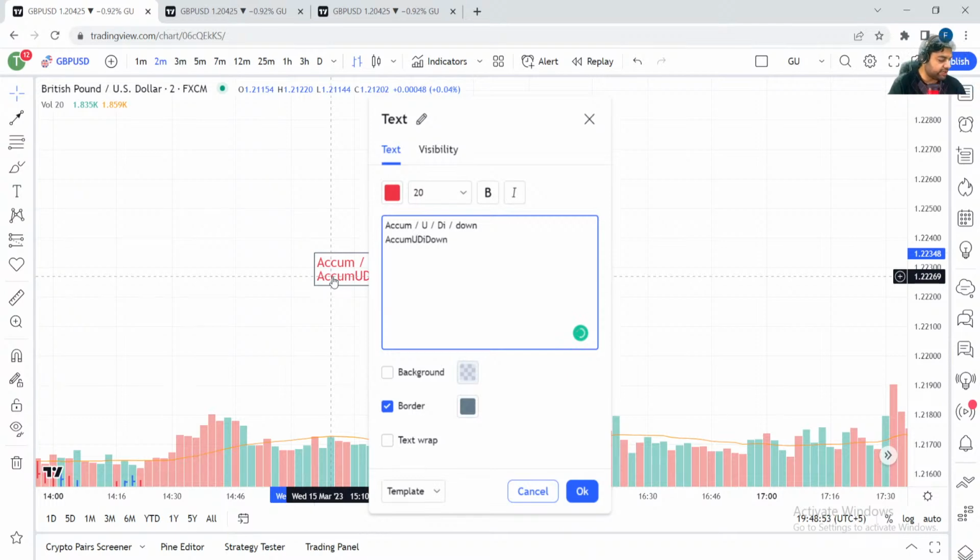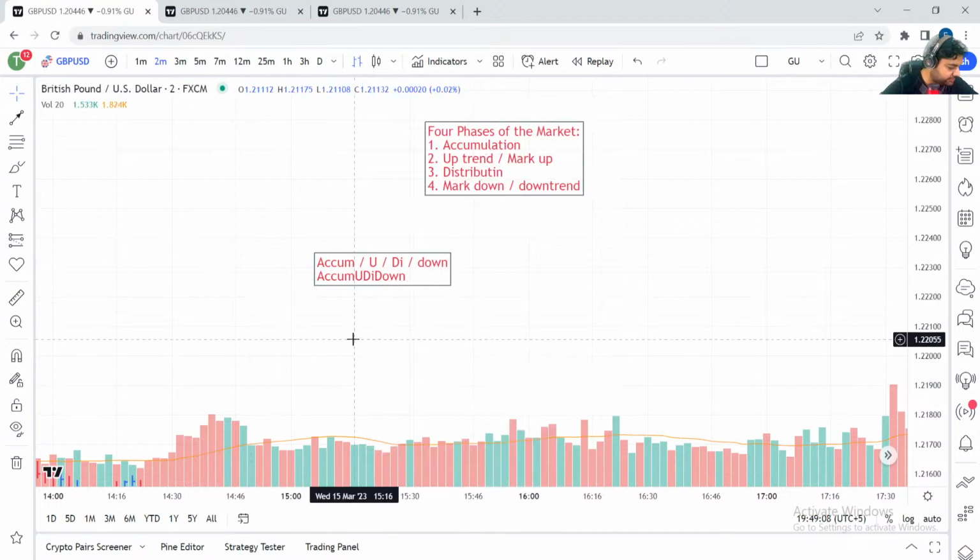So what's the meaning of accumulation? Accumulation, uptrend, distribution, downtrend. Okay, accumulation, uptrend, distribution, downtrend. So just remember these 4 stages of the market like this, accumulation.